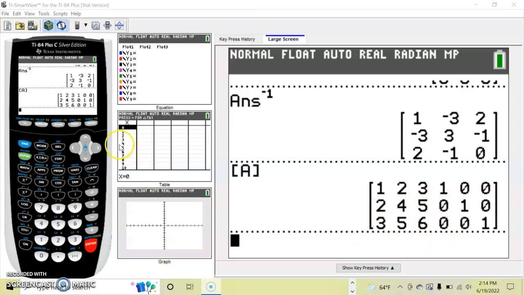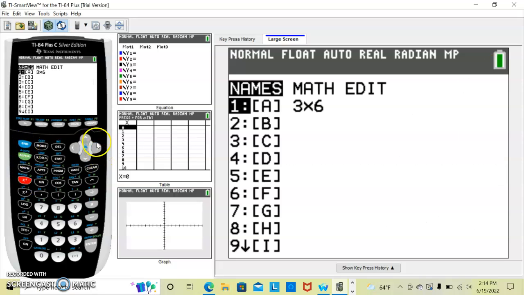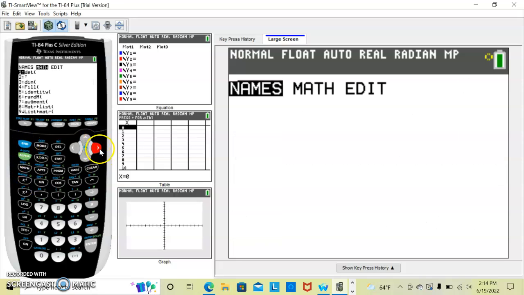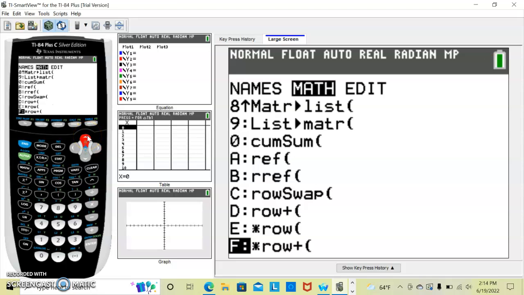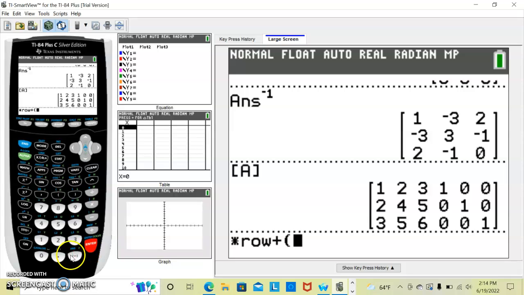In order to do that, you go into matrix mode by hitting second and the inverse key. All of the operations are going to be under math. This operation right here, times row plus, is what's going to allow you to multiply by a constant and then add that row to another row all in one step. So the setup is, the first number is the number that you're multiplying the row by. The second entry is the matrix that you're doing this operation on.